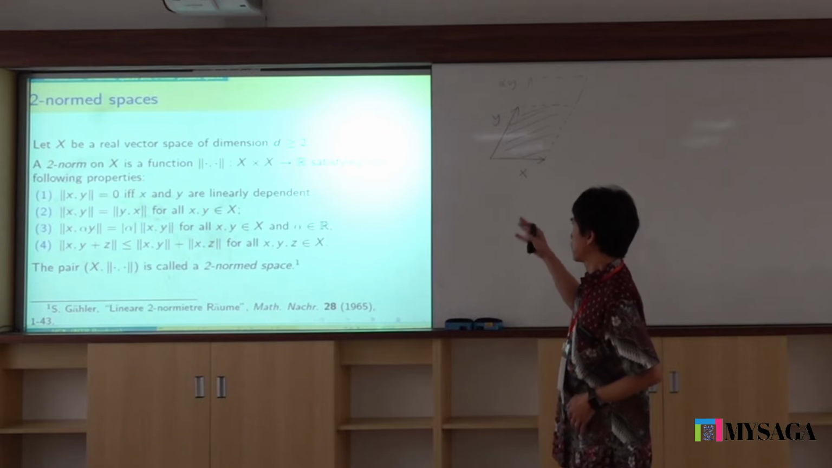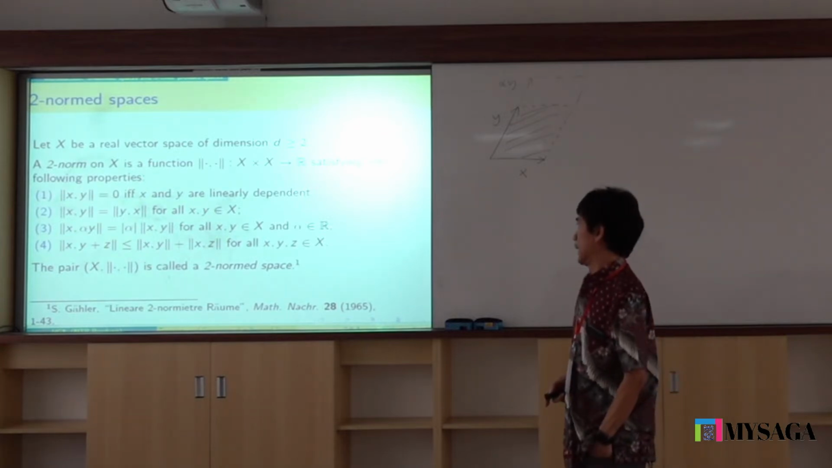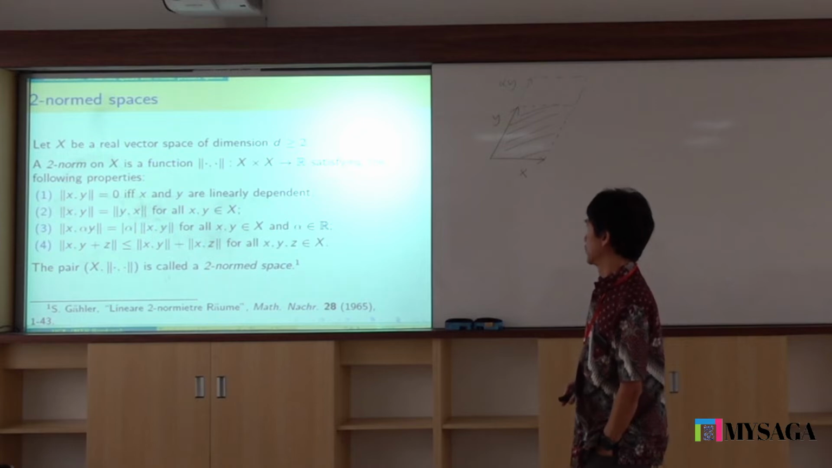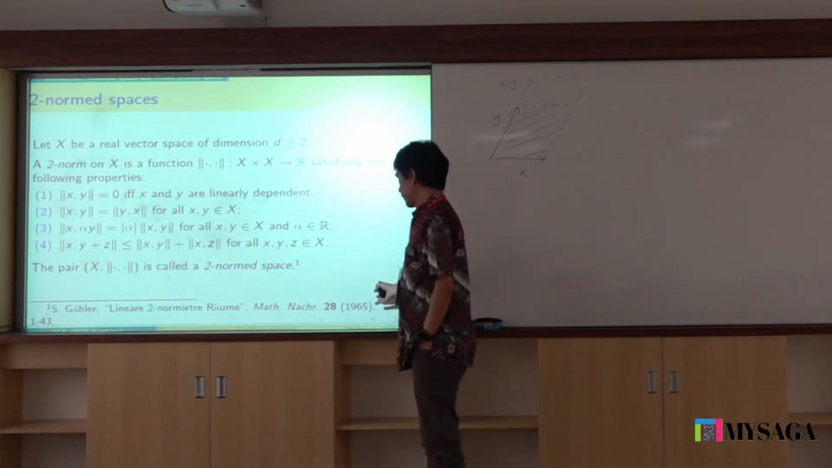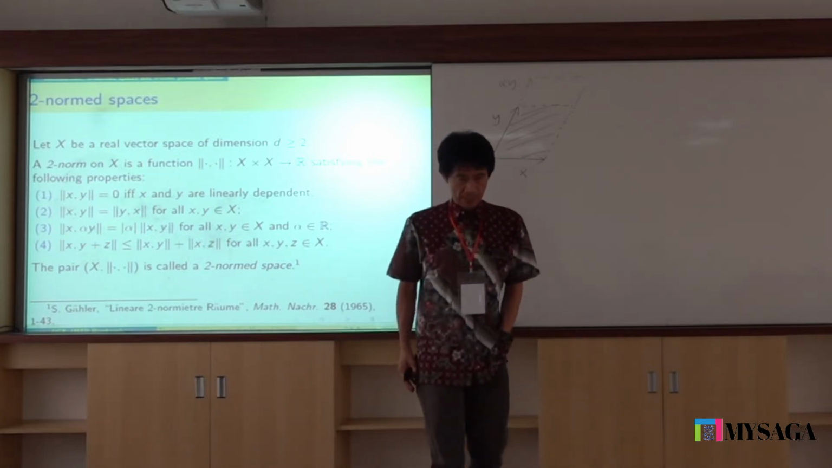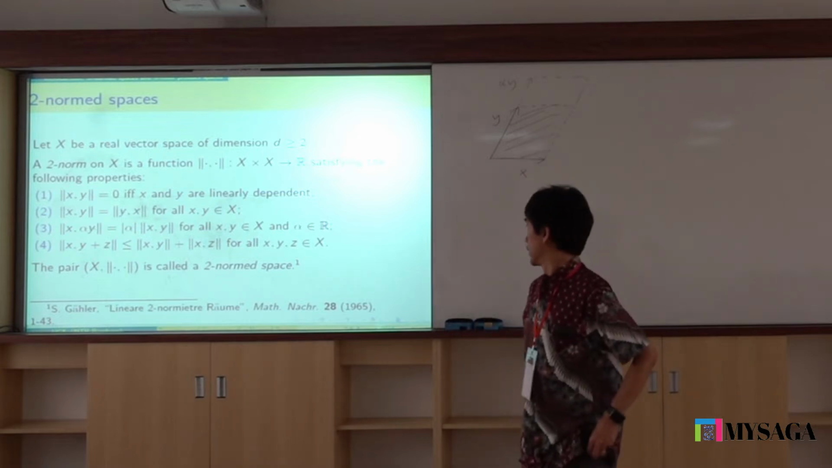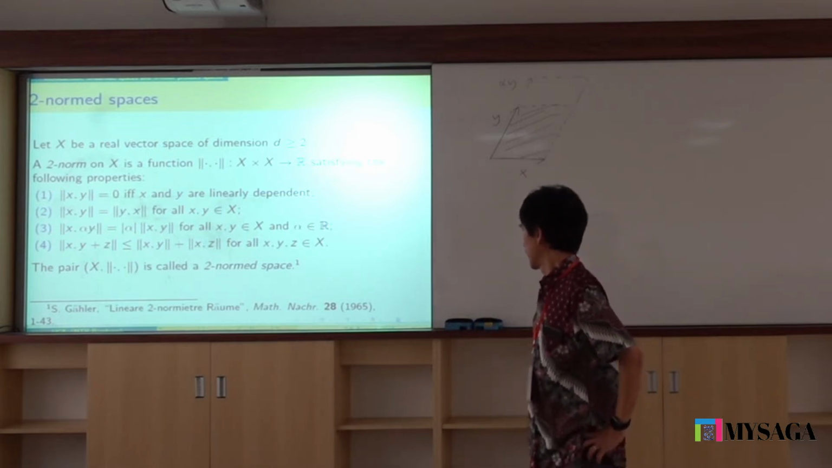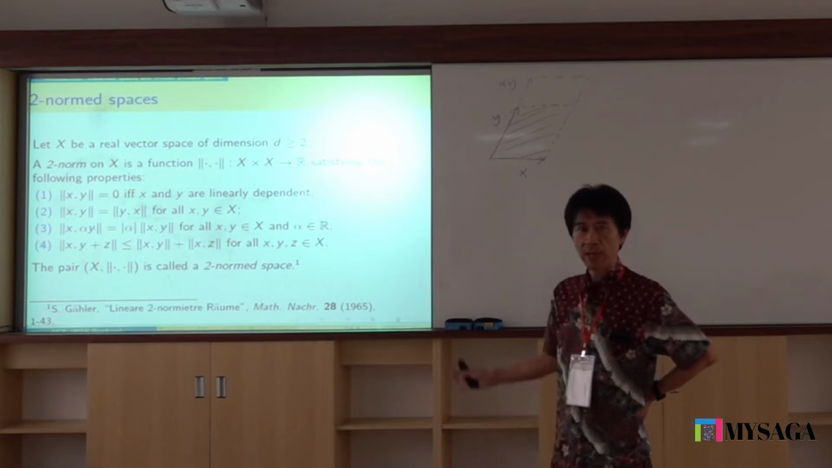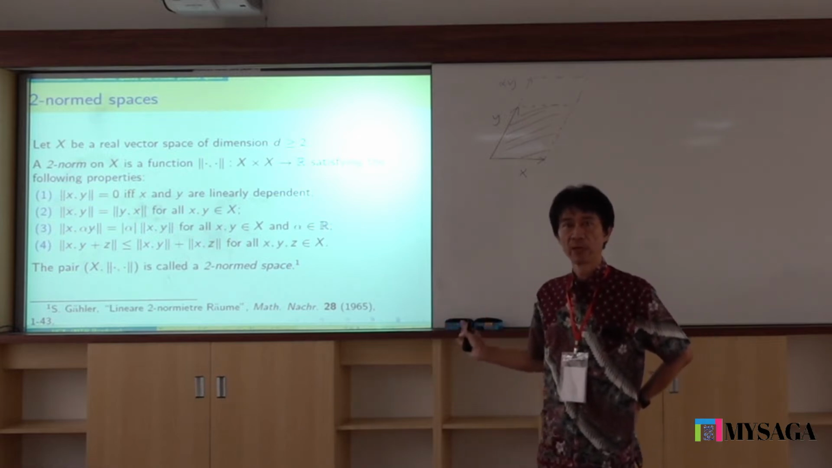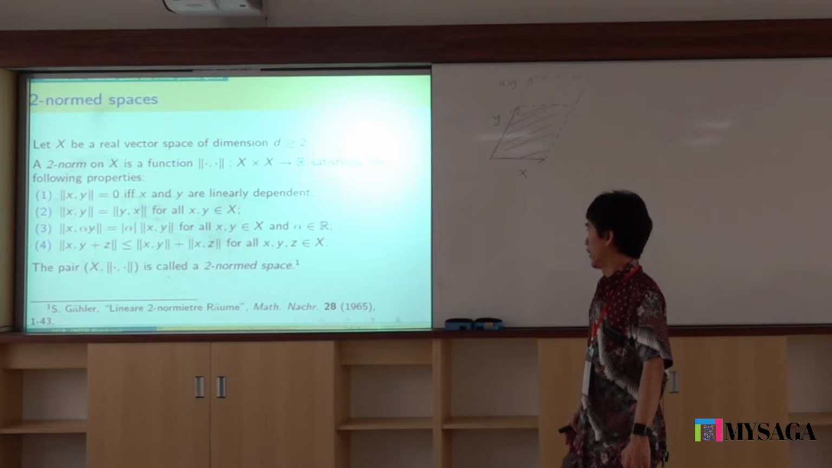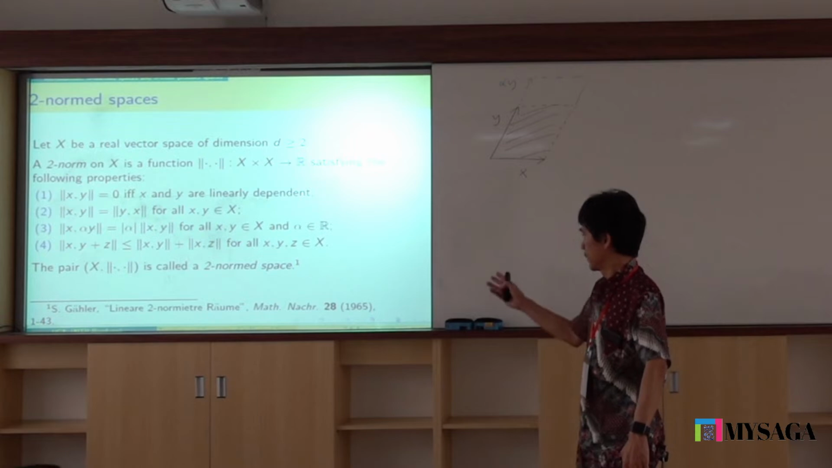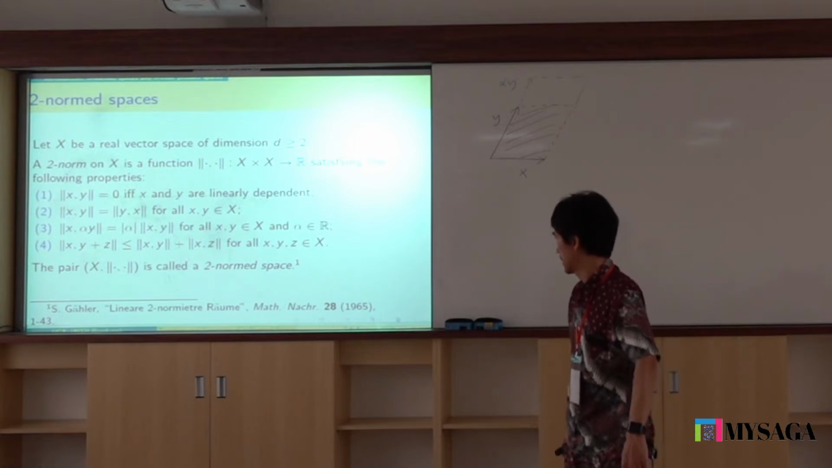Okay, so with this property we have a 2-norm on X, and the pair X with this 2-norm is called a 2-norm space. You can refer to this paper by Gähler in 1965. I remember I have a hard copy of this paper, but I don't know where it is now. So I hope you can find it somewhere online. It's an old paper in a German journal, Mathematische Nachrichten.